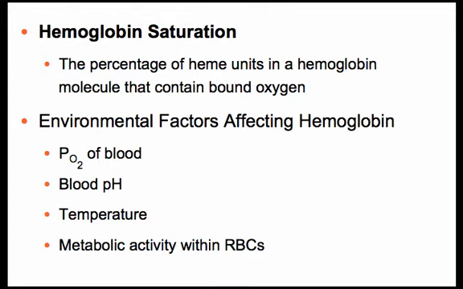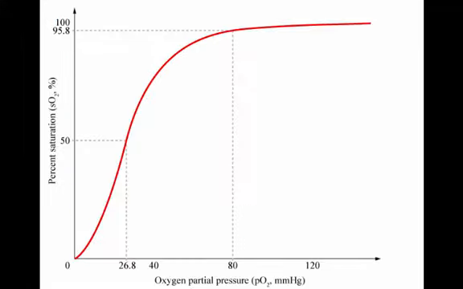There are 4 factors that affect the saturation of hemoglobin: the partial pressure of the blood, the pH of the blood, the temperature of the blood, and the metabolic activity within the red blood cells. This graph illustrates the relationship between the saturation of hemoglobin and the partial pressure of oxygen. The higher the oxygen partial pressure, the greater the hemoglobin saturation.